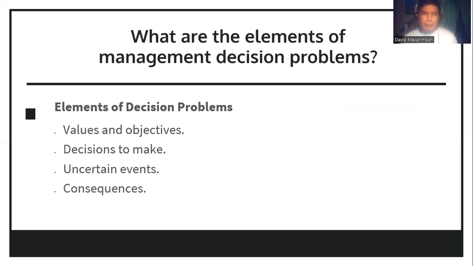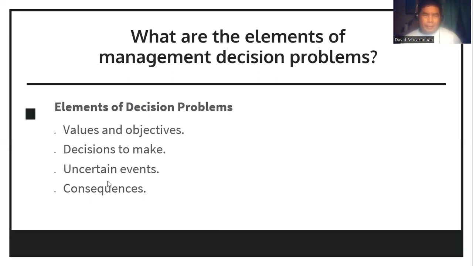We have values and objectives, decisions to make, uncertain events, consequences. So, dito sa values and objectives, titingnan natin kung ano ang values mayroon ang isang at saka objectives ng kumpanya, ng company na where we are working. Then, ano ba yung mga decisions na titingnan natin o gagawin natin?